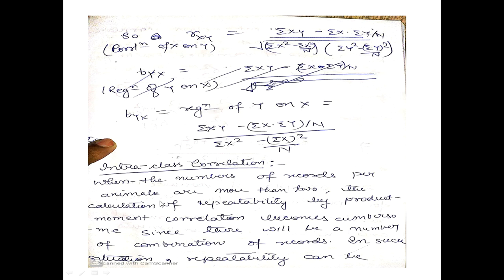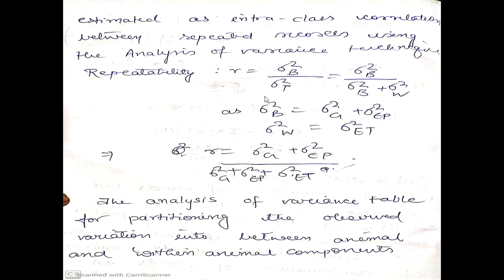Now, when the number of records per animal are more than 2, the calculation of repeatability by product moment correlation becomes cumbersome, because in case of more than 2 values, how many pairs will you have for correlation or regression? So that way repeatability will be tough. In that case, we calculate repeatability by intra-class correlation between repeated records using the analysis of variance technique, ANOVA. Repeatability is expressed as sigma square b upon sigma square p.